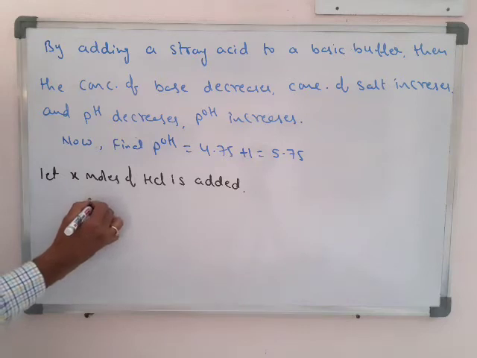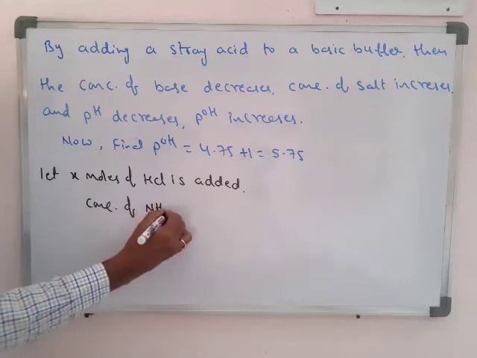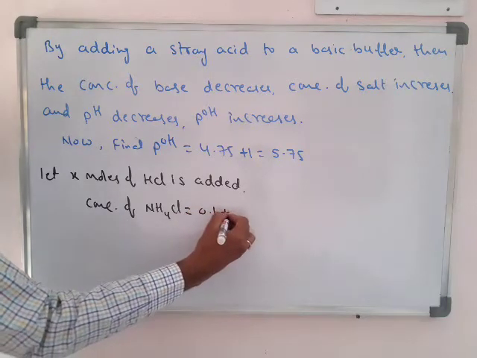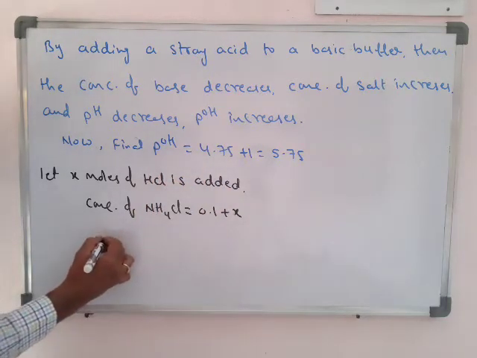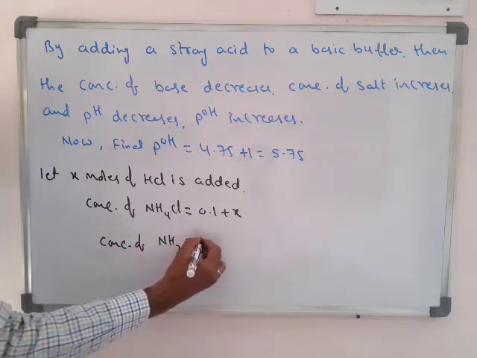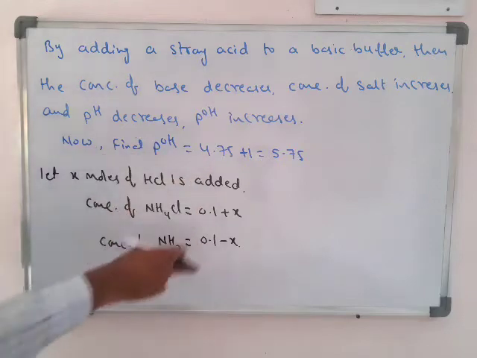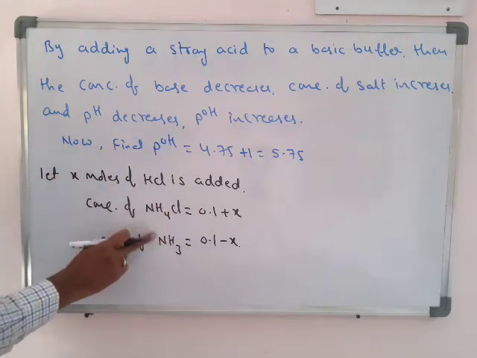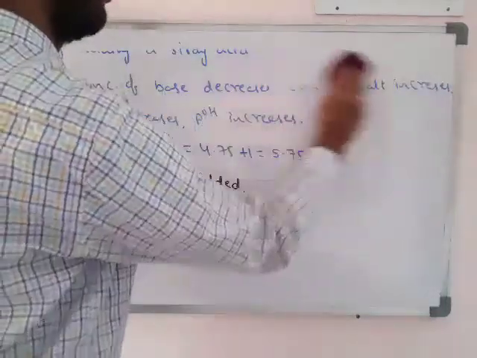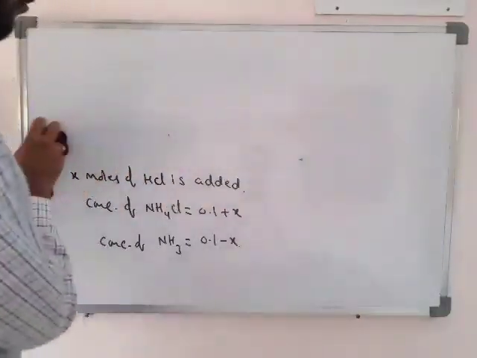Then what is the concentration of salt? What is the salt here? Ammonium chloride. So already we know the salt concentration increases. Already 0.1 is there, and x moles is added. What is the concentration of base? That is a weak base, ammonia. Its concentration decreases after adding a strong acid. Now with the help of this pOH, salt concentration and base concentration, we can calculate the x value, which is nothing but the moles of HCl added to change its pOH by 1 unit.